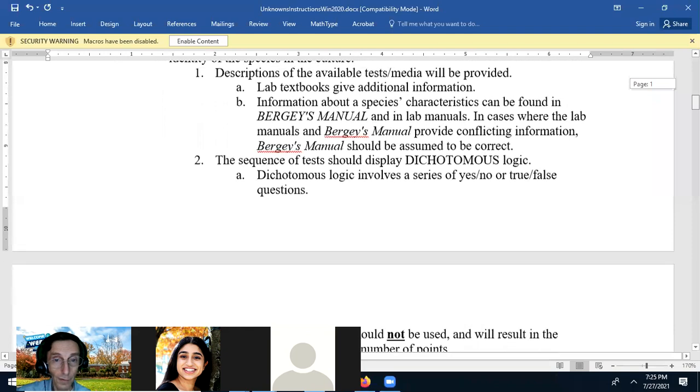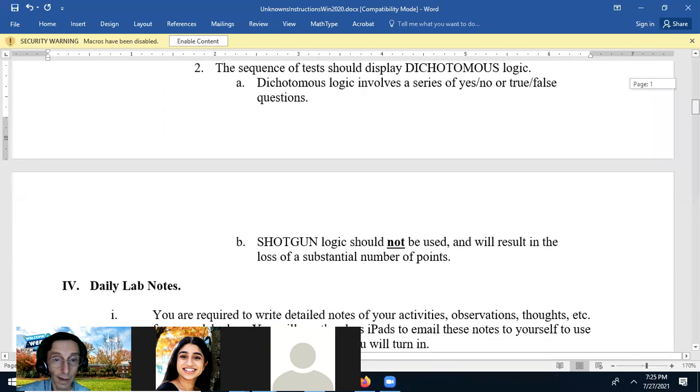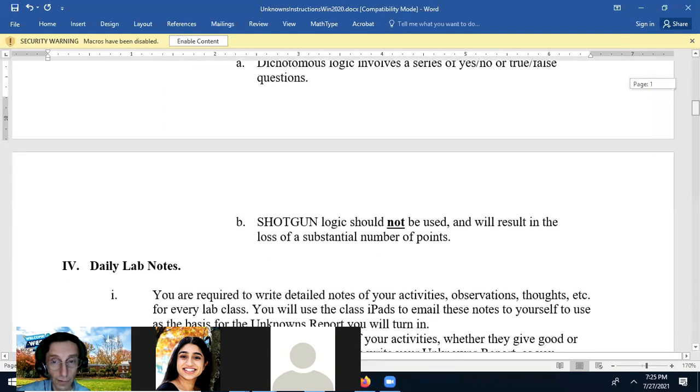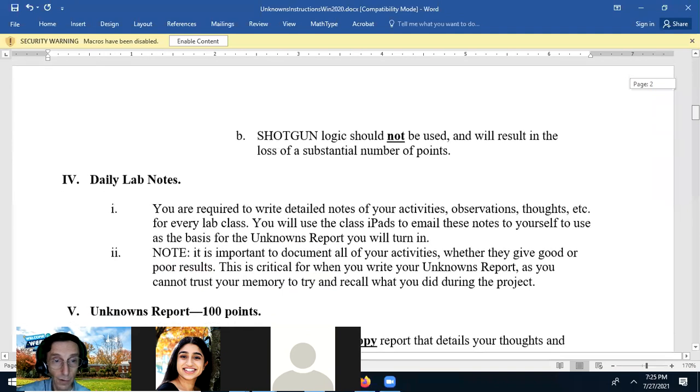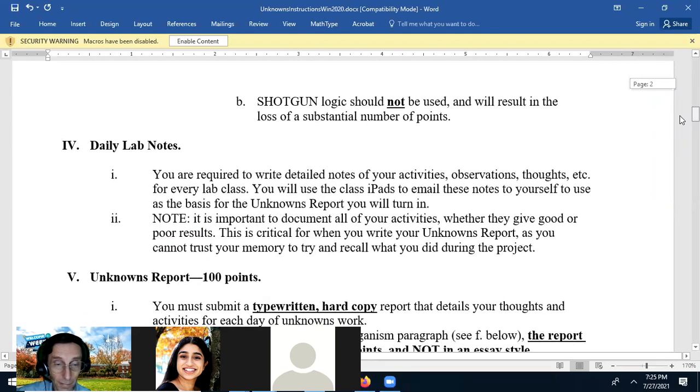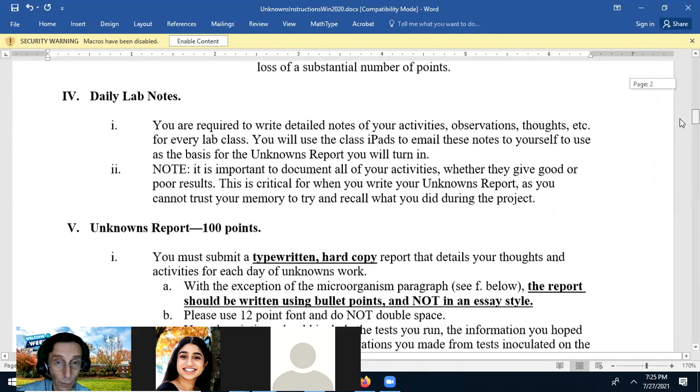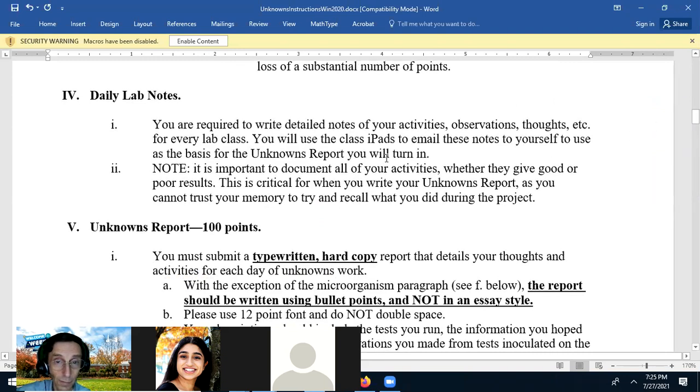All right, so this project should use dichotomous logic. Shotgun logic should not be used and will result in a loss in points. You should make daily lab notes whenever you're working on the project. You should make your notes and then submit the document to your unknown notes pages.